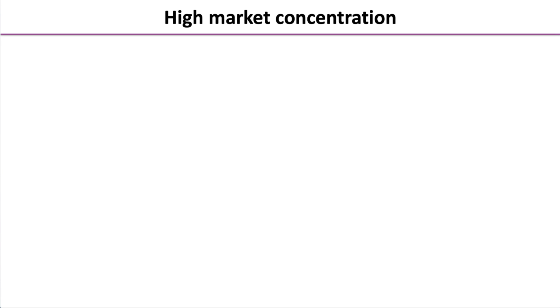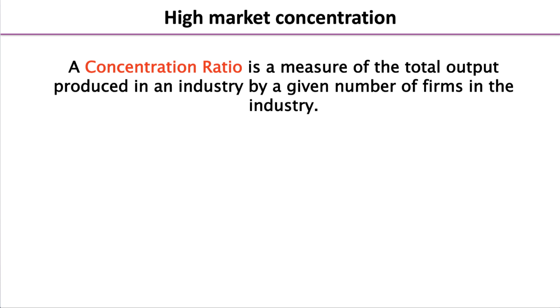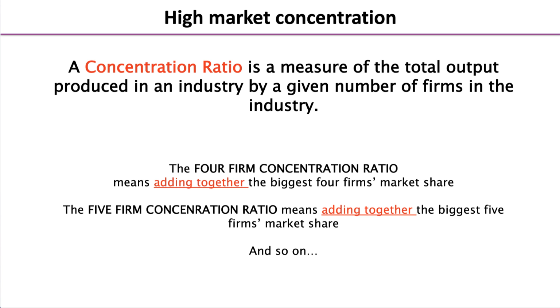Let's have a look at the idea of high market concentration in a little bit more depth. To define a concentration ratio, it's a measure of the total output produced in an industry by a given number of firms in that industry. So, if we're thinking about how we measure these concentration ratios, you can see two common measures on screen now. The 4-firm concentration ratio means adding together the biggest 4 firms' market share within an industry. Subsequently, the 5-firm concentration ratio means adding together the biggest 5 firms' market share, and so on and so on.